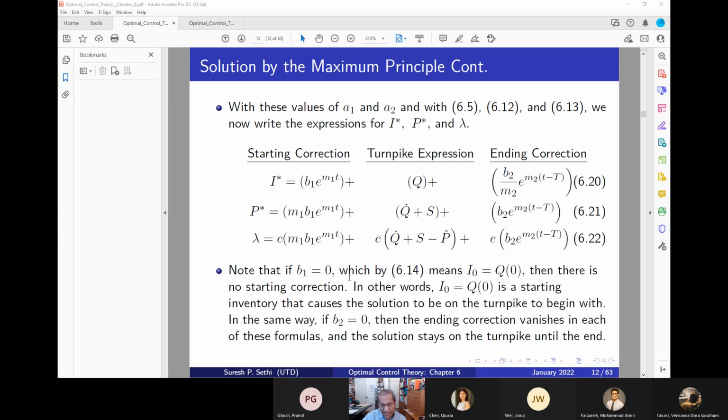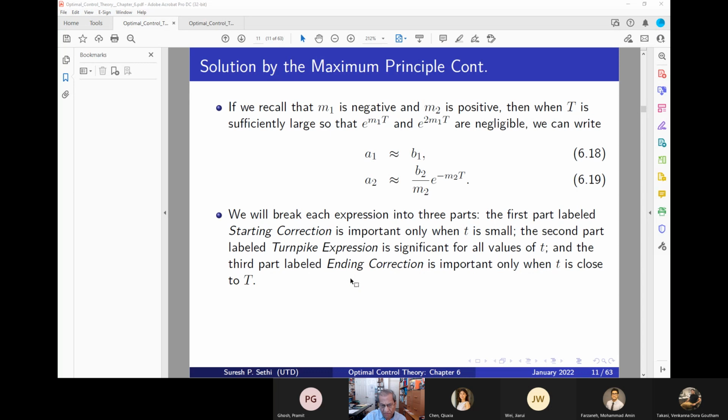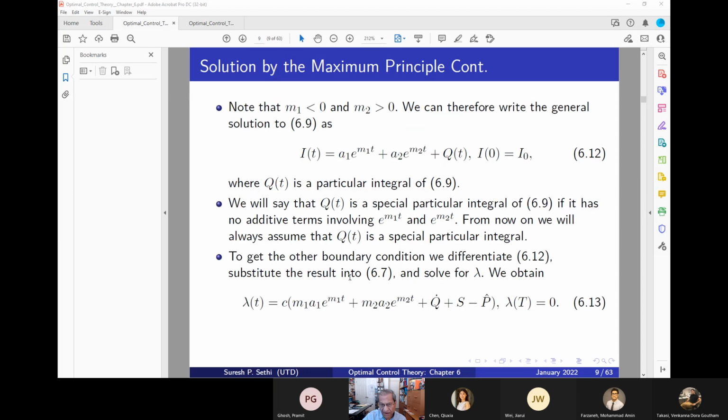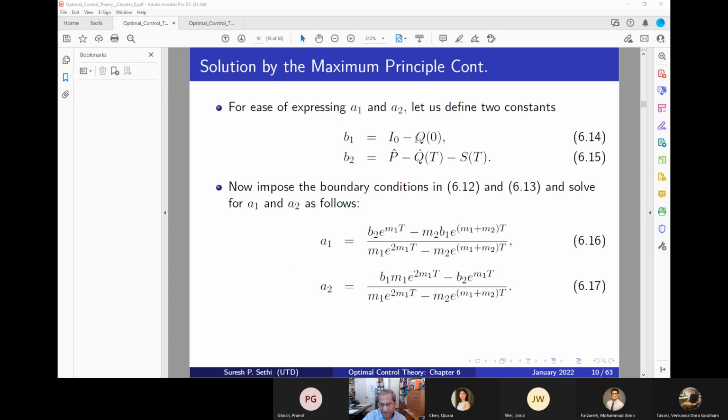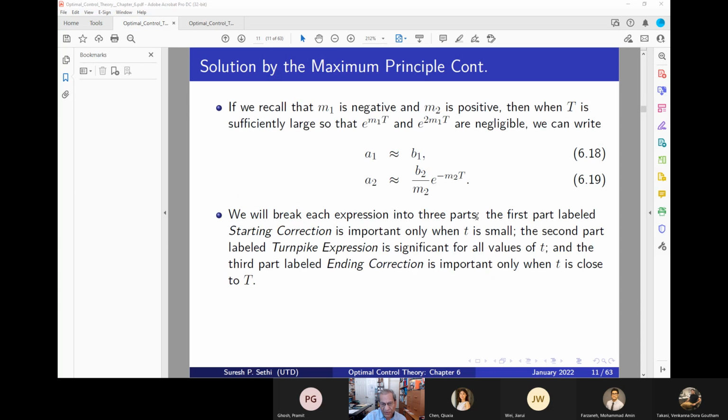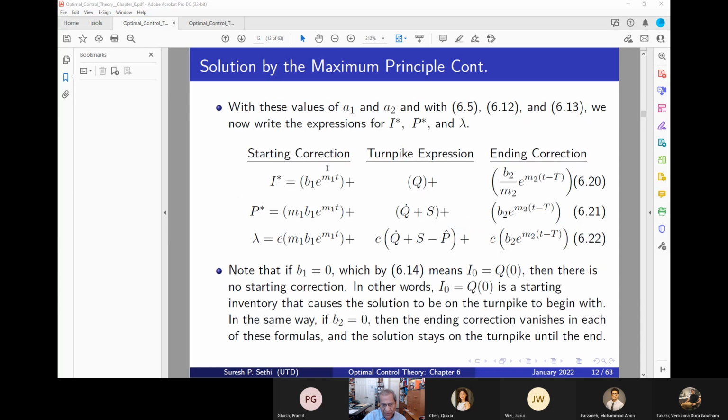Okay. So note that if B1 equal to 0, B1 is the value coming from here. If B1 is 0, it means I0 equal to Q0. So you can sort of see that if B1 equal to 0, this guy becomes 0. And I0, Q0, this guy is Q0. So Q0 is a value on the turnpike.